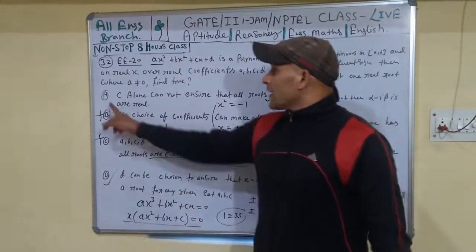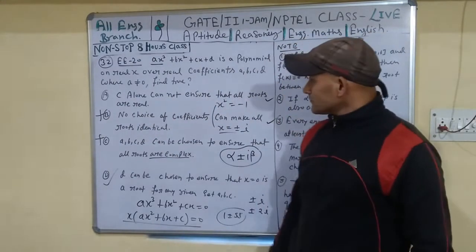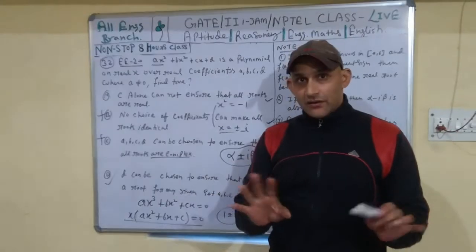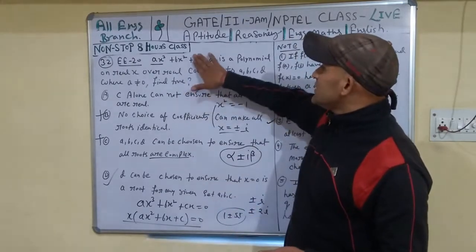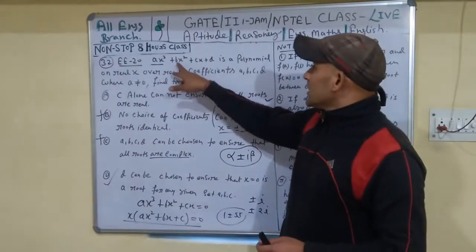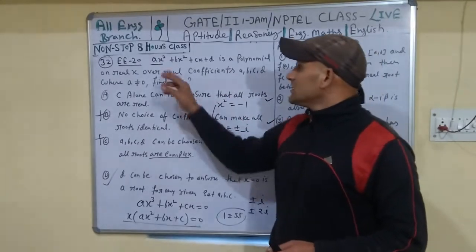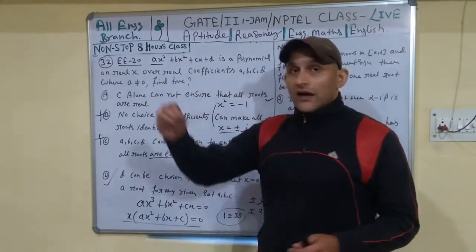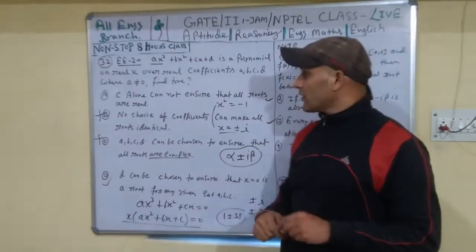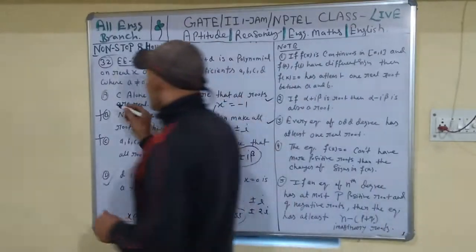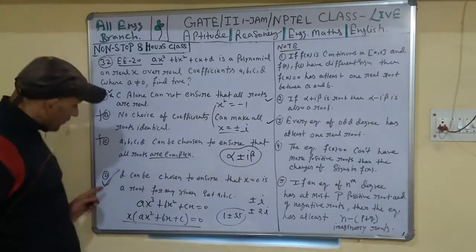Now the last one: C alone cannot ensure that all roots are real. This does not guarantee that all the roots are real, even if you write C, if C is 0 or any value. So it is impossible to guarantee that all the roots are complex, or that all the roots are real. It depends on the condition, which type of polynomial you have. So this answer may or may not be correct. So this is 100% correct. So your answer is this.